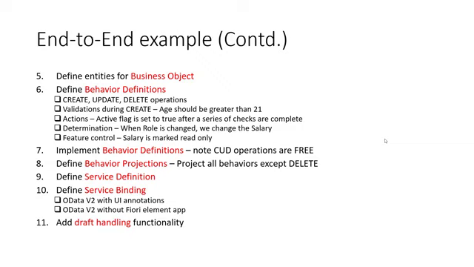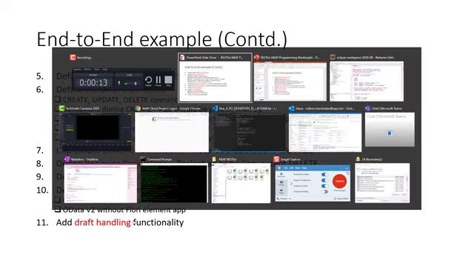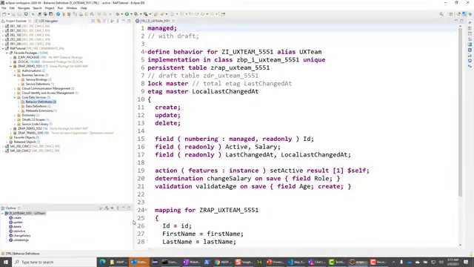Hello everyone. So we are at the very last step of our journey. We want to add draft functionality to this end-to-end example, and adding draft functionality is fairly simple. What we need to do is go into the Eclipse ADT tools, and this is my behavior definition.